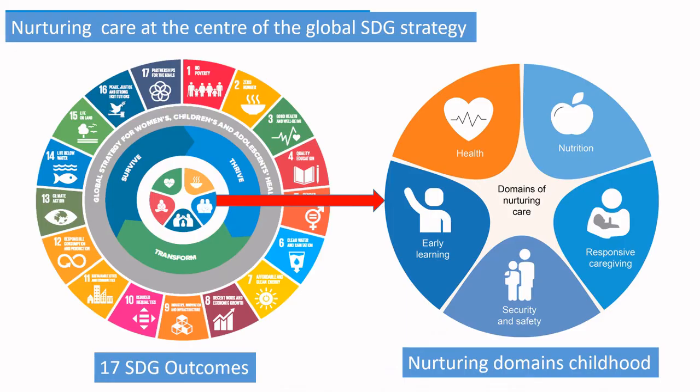More recently, these circular diagrams have become more popular. This diagram combines the Dahlgren and Whitehead determinants with the Sustainable Development Goals circulating the childhood nurturing domains in the centre. Again, the amount of information is somewhat overwhelming and difficult to translate into practical plans at a clinical level. So let's go back to basics.